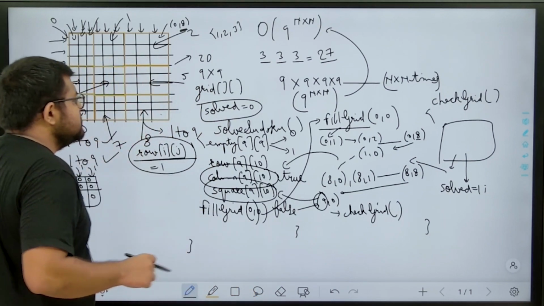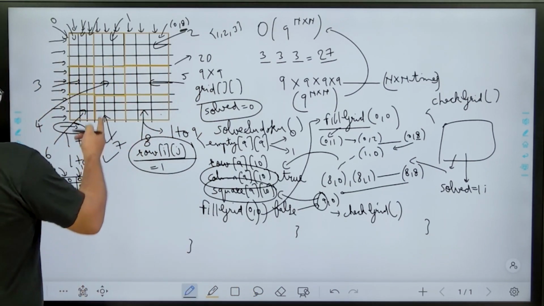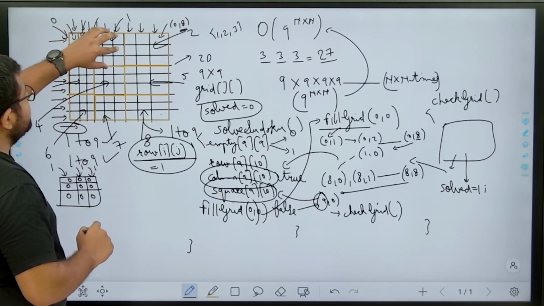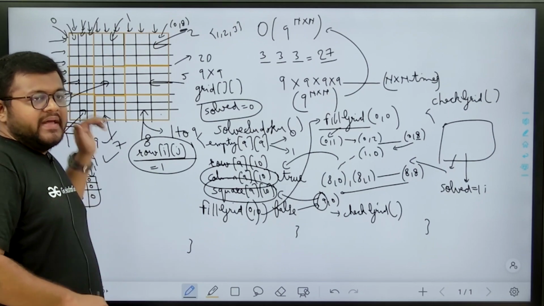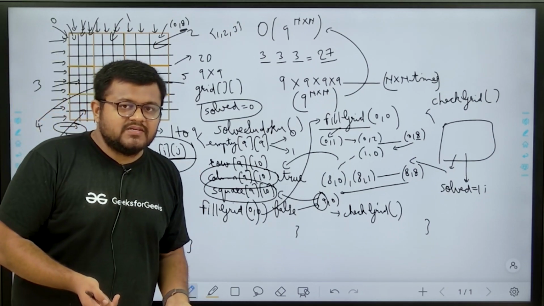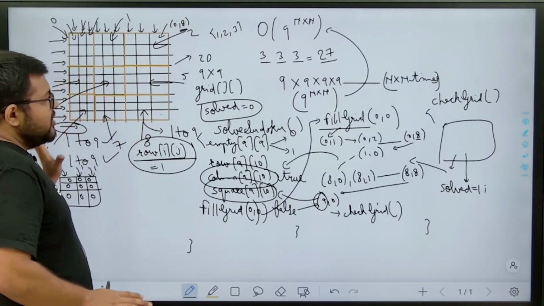Now one of the things which you might have doubt is, okay, this is the 0th subsquare, this is the first subsquare, this is the second subsquare, but how will we calculate that, right? Calculating row number and column number is very easy. So now I hope you have understood the concept.